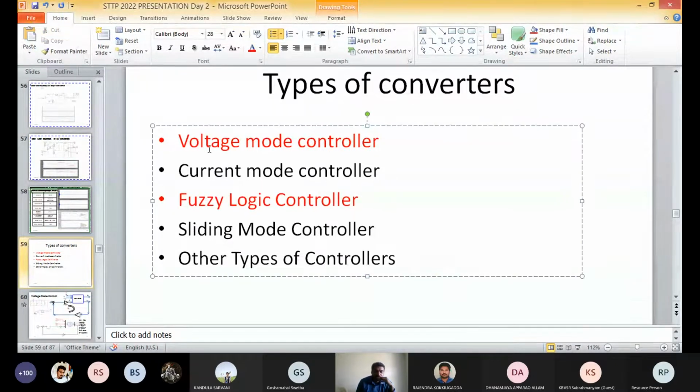I will show the simulation circuits for all types of converters for the voltage mode as well as the fuzzy logic. In the presentation, for one converter I will explain how to design the voltage mode controller, and for another converter I will explain how to design a fuzzy logic controller. But in simulation I will show the voltage mode controller and current mode controller for both the isolated and the non-isolated converters.